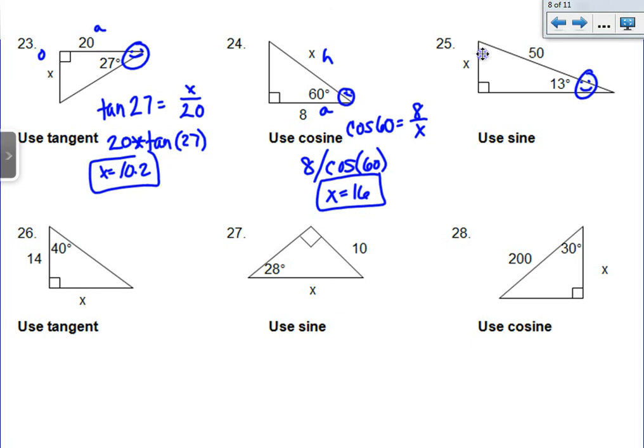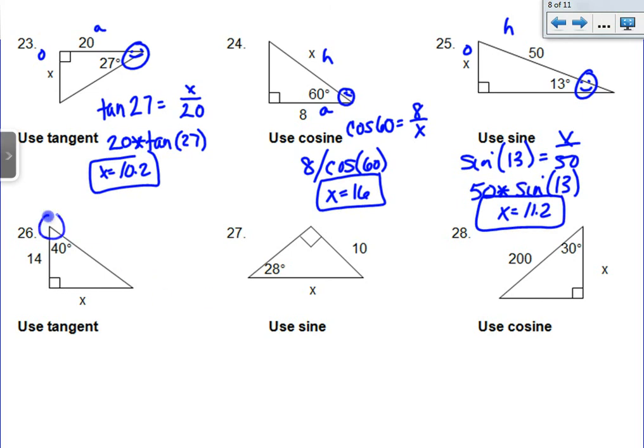25, sine, well, we knew that because you have opposite and hypotenuse. So the sine of 13 is opposite over hypotenuse, so x over 50. This is a case where you're going to multiply 50 times the sine of 13. And trust me, when you type that in your calculator, you get 11.2.